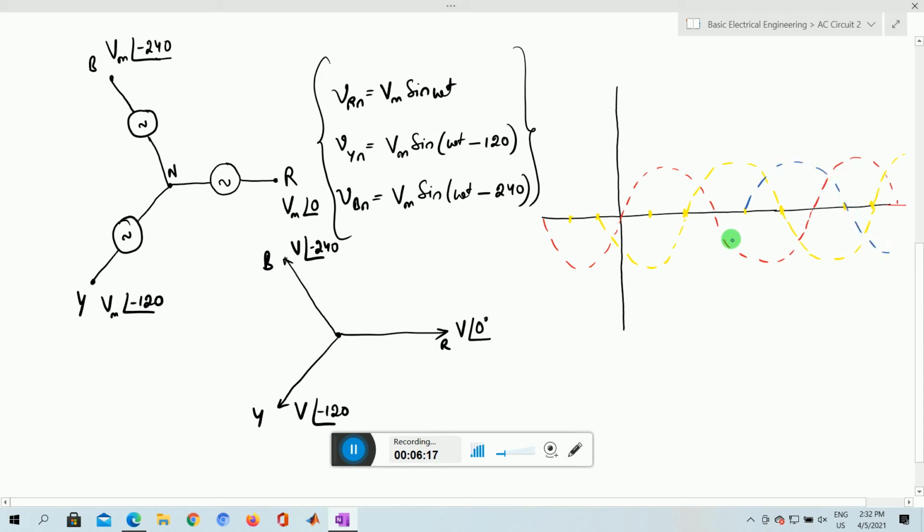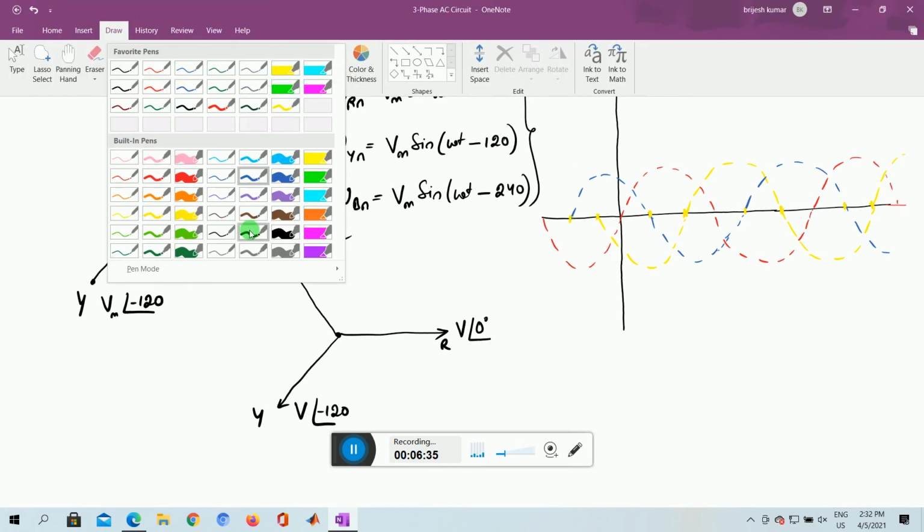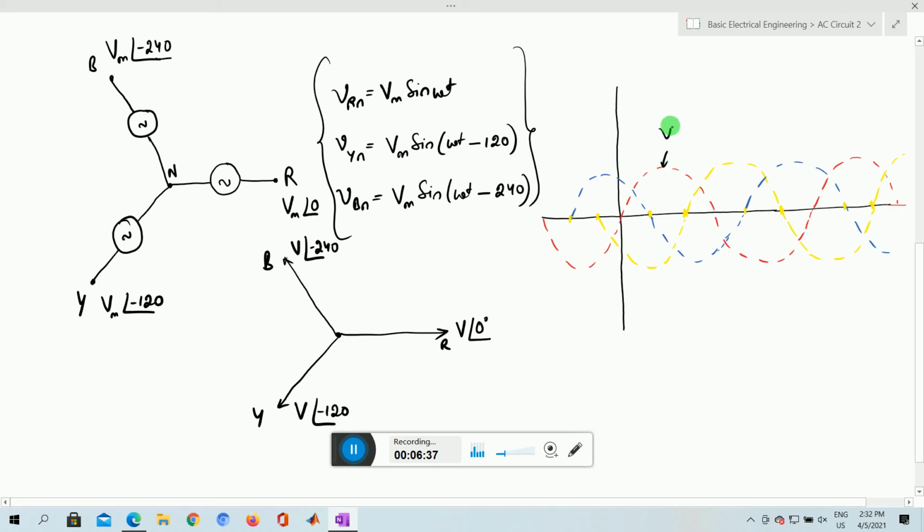We can plot in this way. It is intentionally made such that you can draw the RYB three phases on your own, and here also you can extend it. So now the RYB three phases are done, and we got these three voltages. Let us write: this is VRN, this is VYN, this side is VBN. So here you have got the three voltages VRN, VBN, VYN.